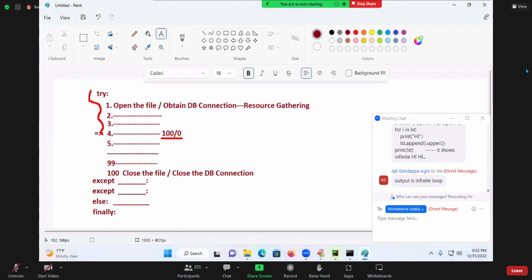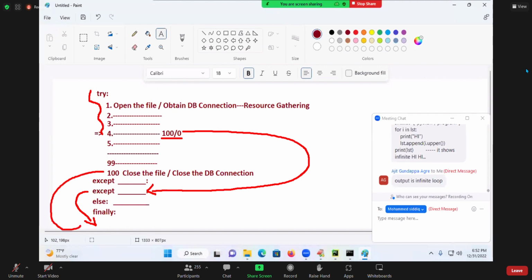You observe it. Line number 4, you observe it. Program execution started here. What is happening? 100 by 0. Exception is occurring. Jump out of it and coming to an appropriate exception. After that, no more else is coming. Go to where? Right. In this case, is it going back to the line number 100 here?